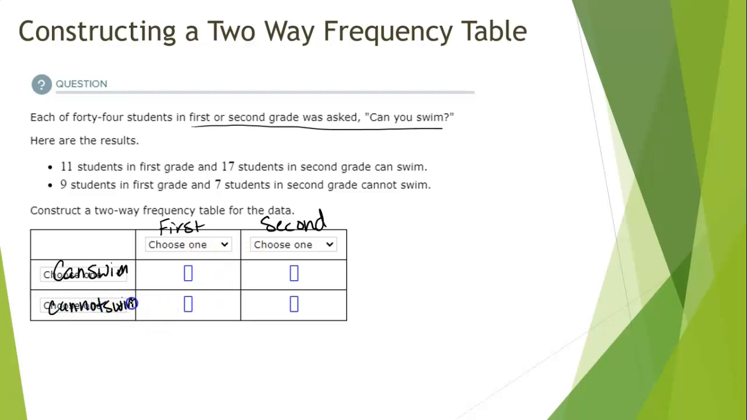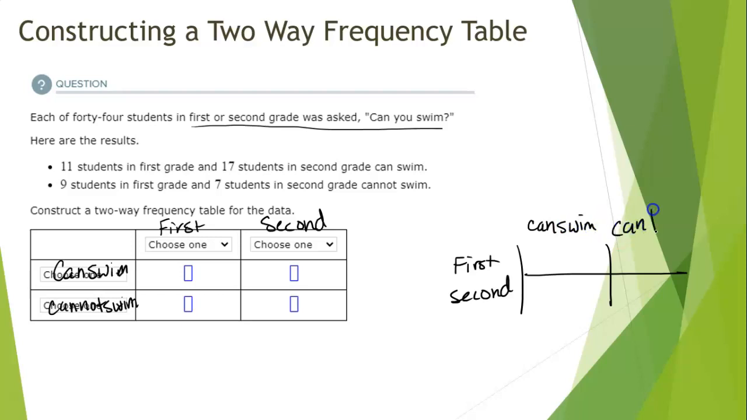Since both of these have two options, you could have put this either way. You could have flip-flopped it and had first and second grade along the side, and then along the top, you could have had can swim or can't swim as well. And then you could have filled in the boxes from there.